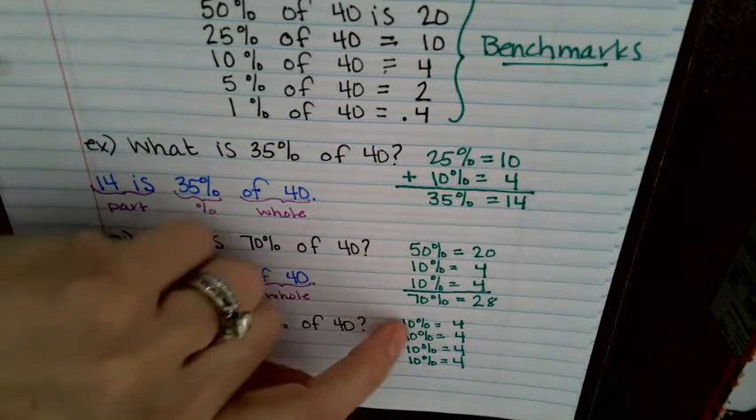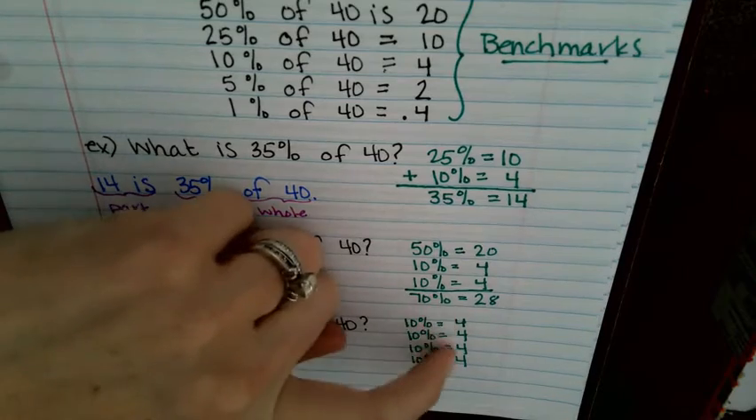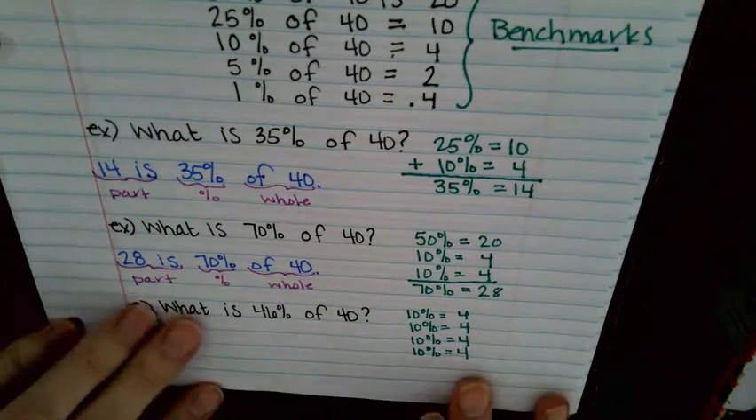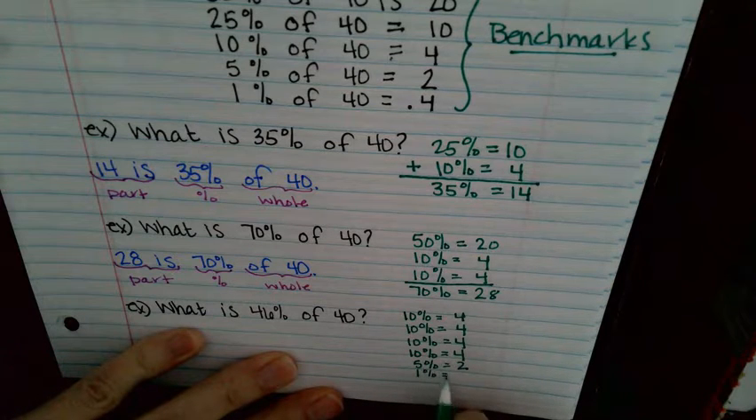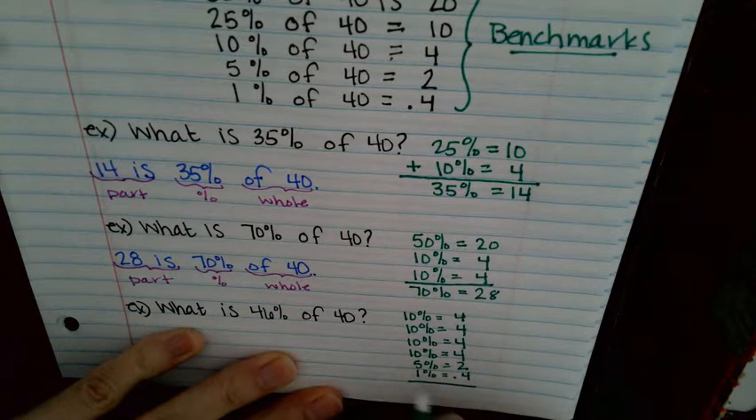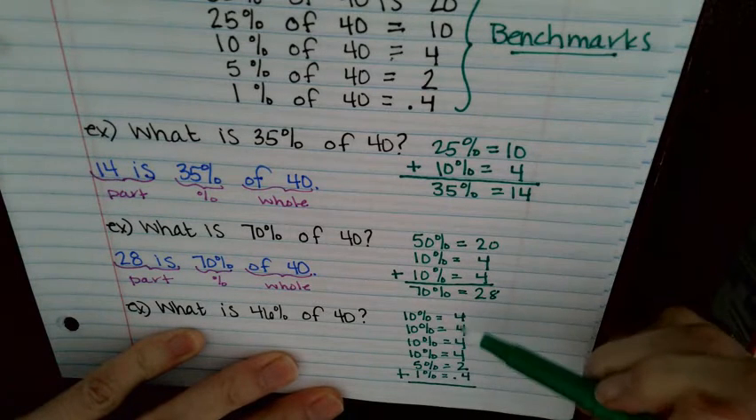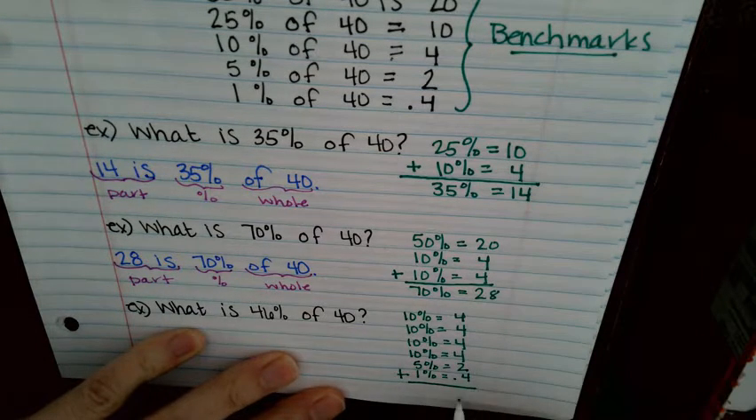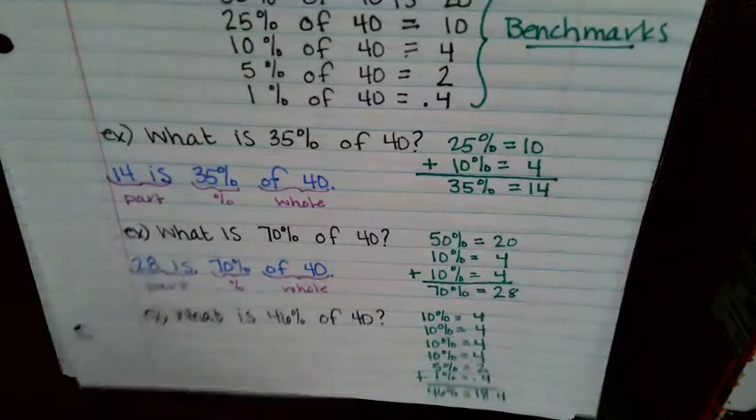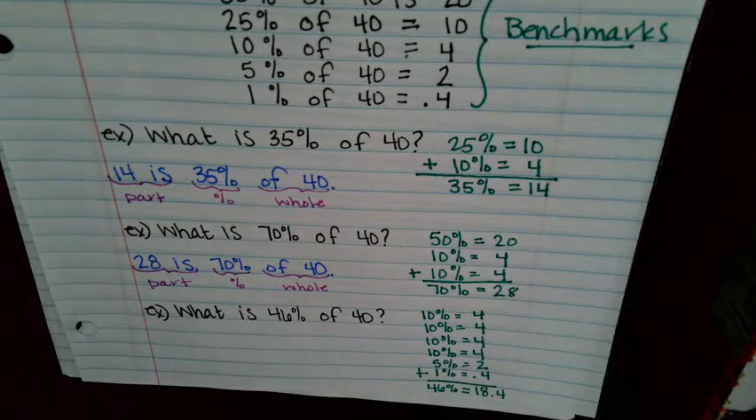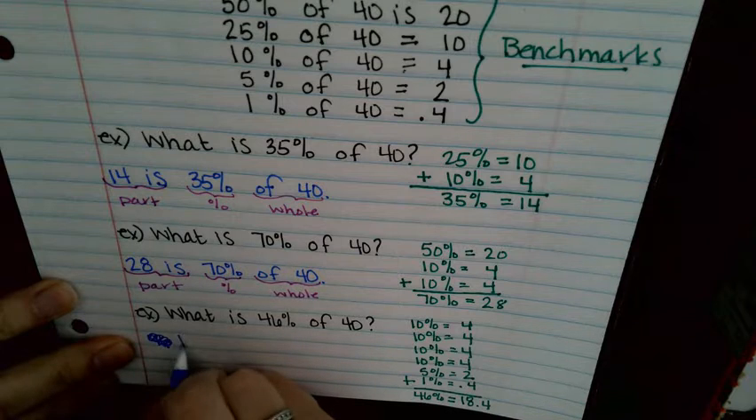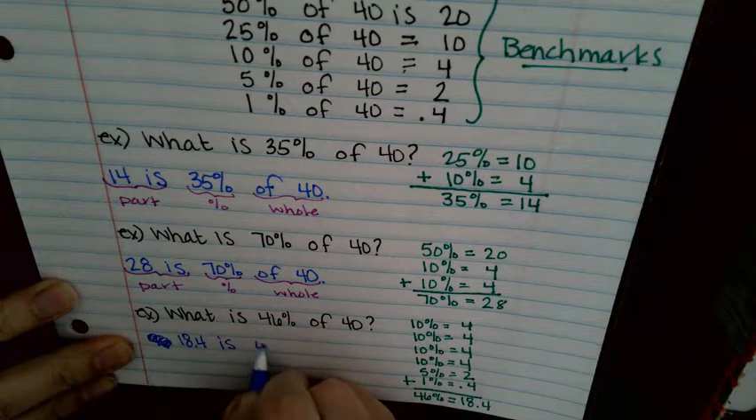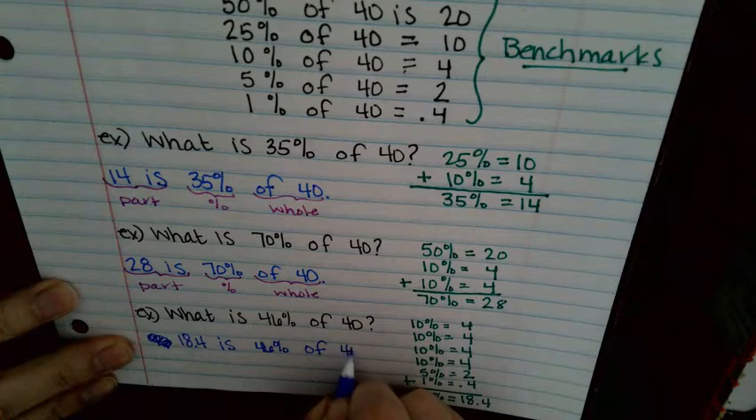Some of you might have said, well, if I have 4 of those, that's 40%, and 4 times 4 is 16. You can totally do that, okay? Then I need 5%, which is 2, and I need 1%, which is 4/10, okay? Now, when I add those all together, I have 16, 17, 18, and 4/10. And when I add these all together, I get 46%. So that means that 18 and 4/10 is 46% of 40.